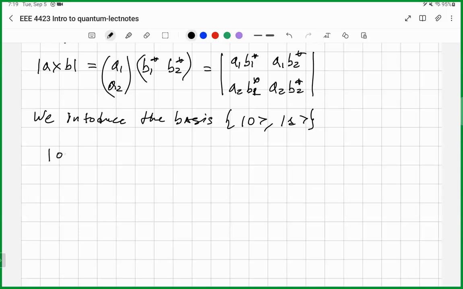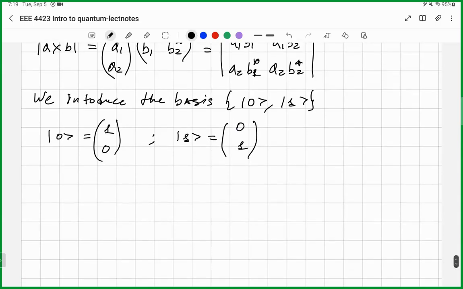We already mentioned that probably last time that vector 0 is given by components 1, 0, and vector 1 is given by components 0, 1. So it's the simplest basis ever. So these are two-dimensional vectors, and we can use them to represent the two-dimensional Hilbert space. But of course, we need to check that, right? We need to check that these vectors are orthogonal.